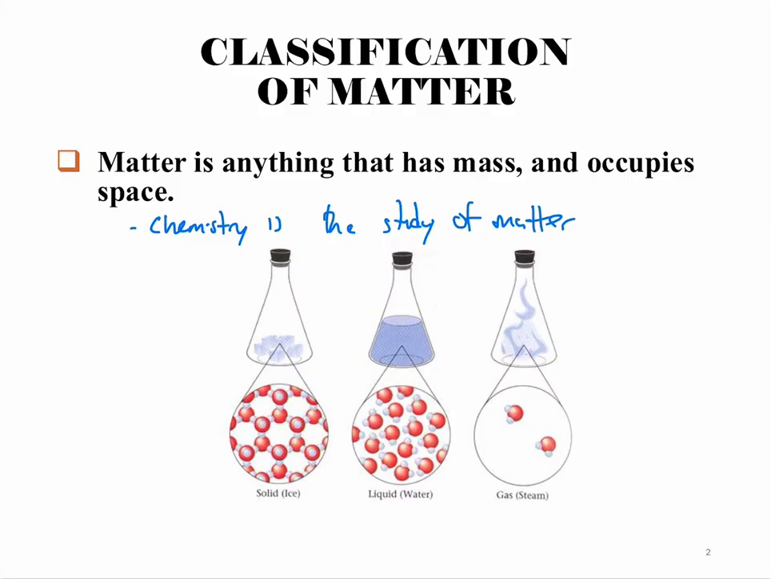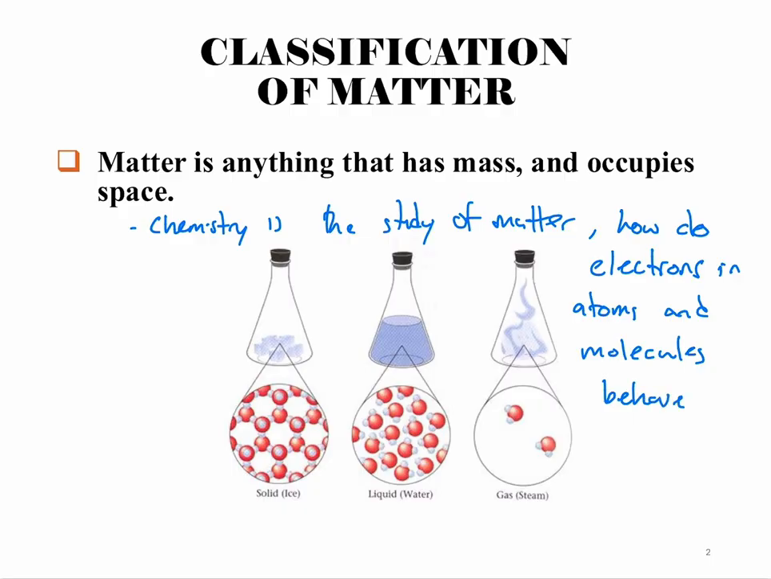we're looking at stuff that occupies space, and this boils down to how do electrons in atoms and molecules behave. Right? The nucleus of the atom is still considered part of matter, but once you start studying the nucleus, you move from chemistry and go into the realm of physics.